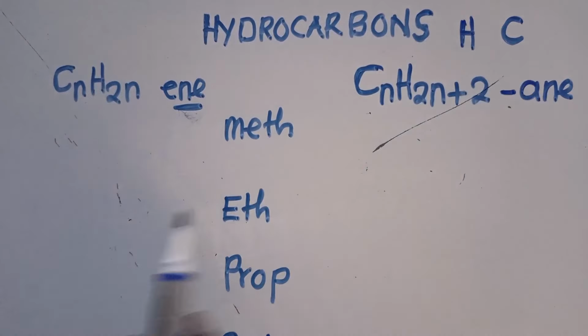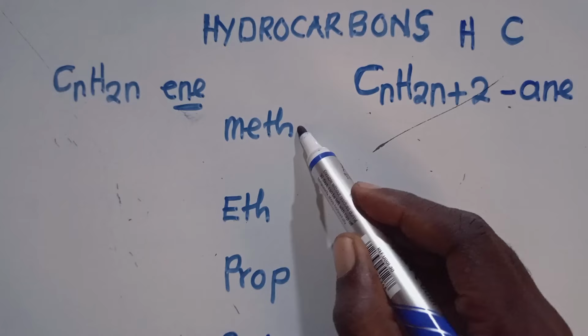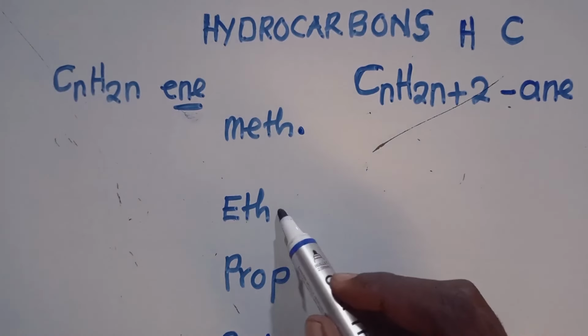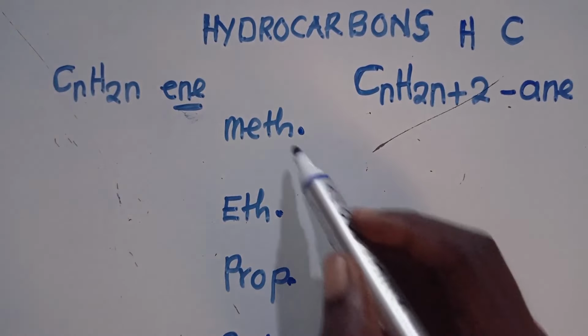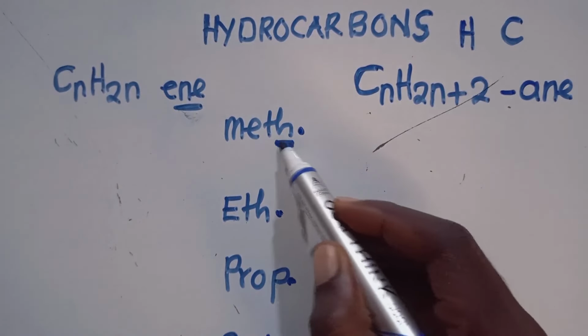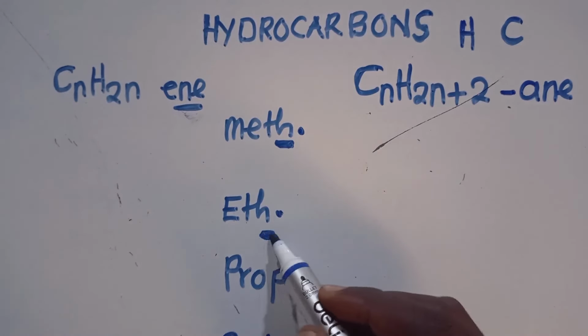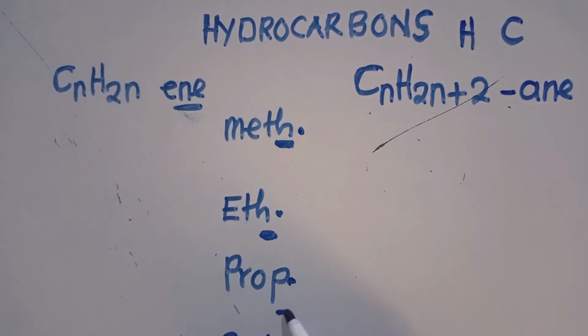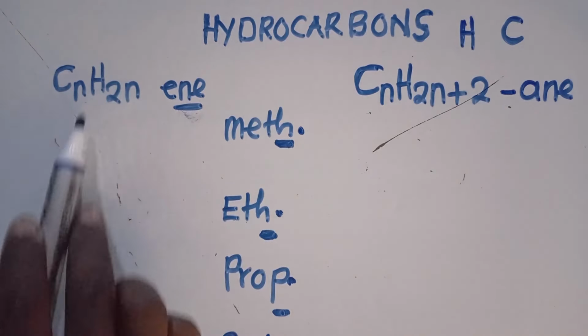In other words, if you want to know the name of that hydrocarbon, this is what we follow. If the number of carbons is 1, the name should start with that. If the number of carbons is 2, the name should start with that. If the number of carbons is 3, the name should start with that. So before we go any further, these ones are called alkenes.